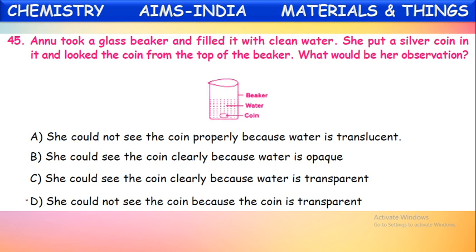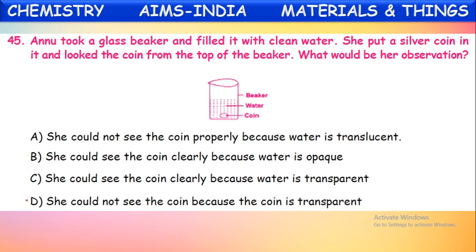Anu took a glass beaker and filled it with clean water. She put a silver coin in it and looked at the coin from the top of the beaker. What would be her observation? She has taken a beaker with pure clean water and kept a coin in it, and she observed from the top of the beaker. What can she observe?